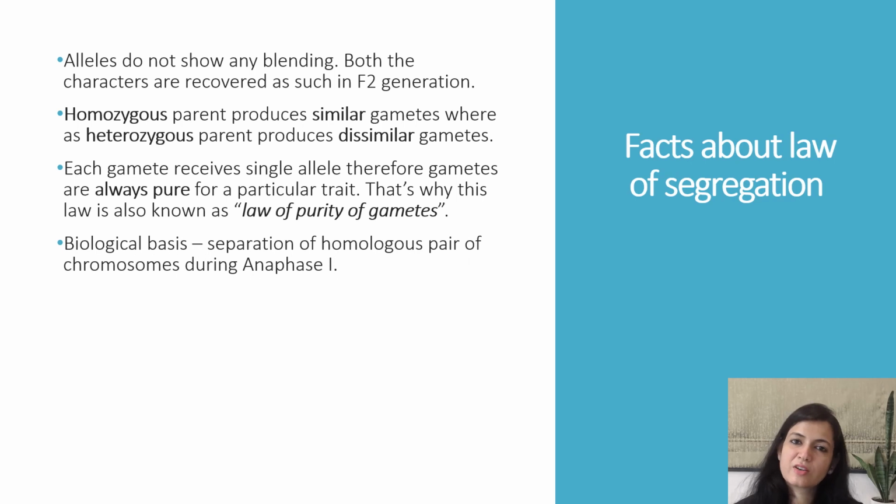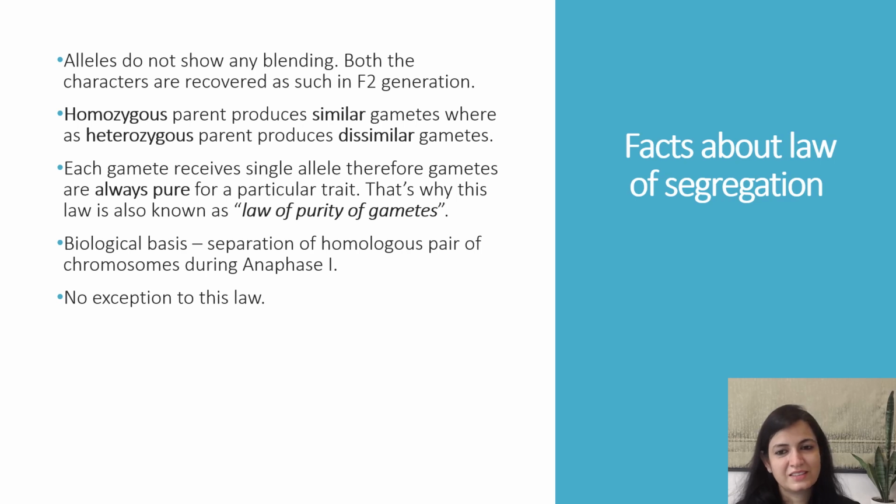Now, what is the biological basis of the law of segregation? Why does it happen? It happens due to the separation of the homologous pair of chromosomes during anaphase 1 of meiosis 1. It is a universal law. There is no exception to this law.